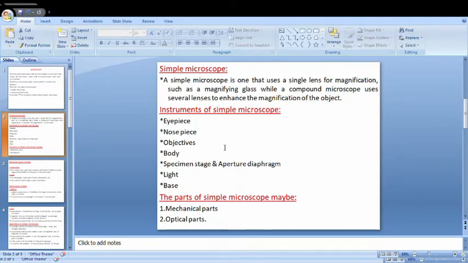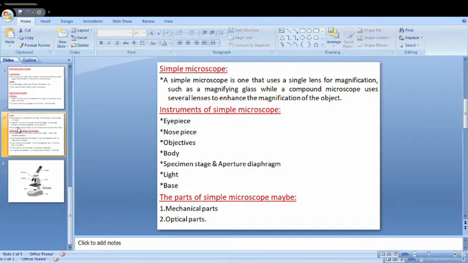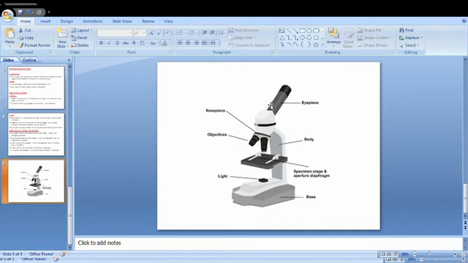Eyepiece. We will see a picture and discuss about it. Eyepiece. It is a type of lens that is attached to a variety of optical devices such as telescopes and microscopes. As you can see, this is the eyepiece through which we keep our eye and see the object and see the specimen.